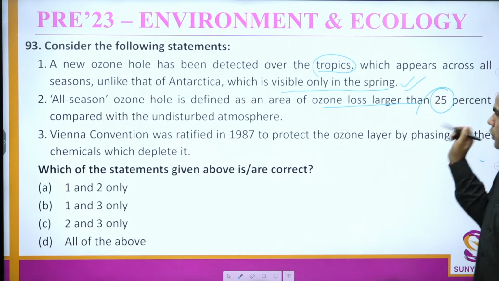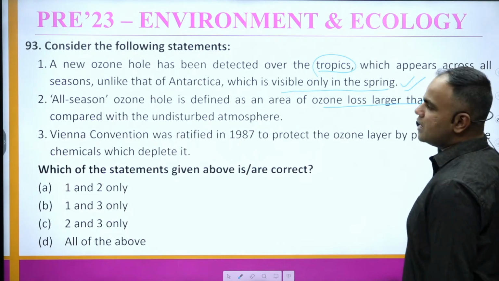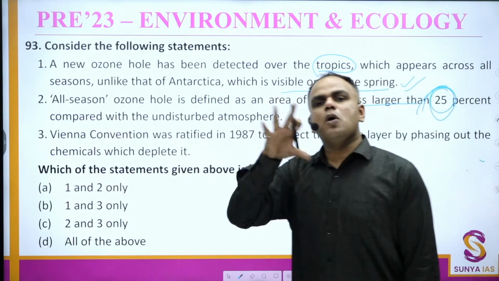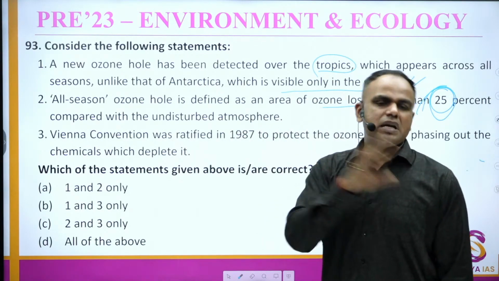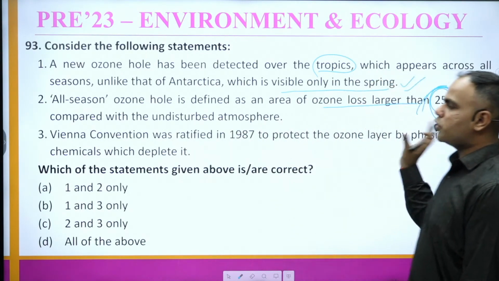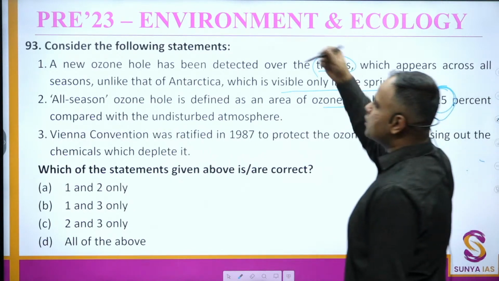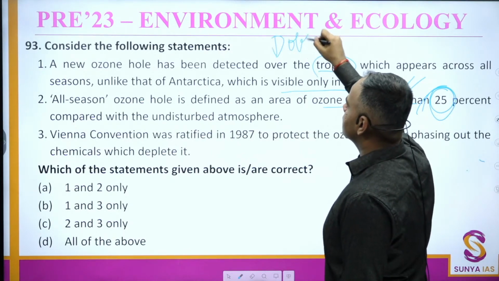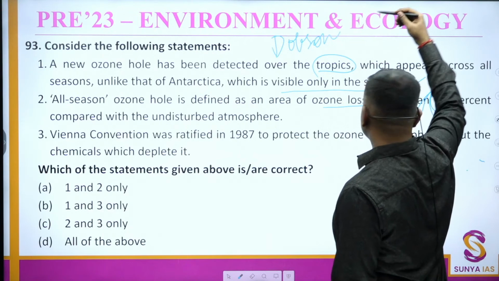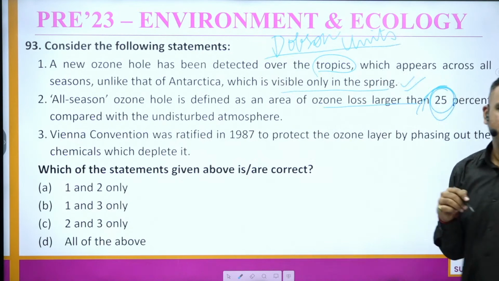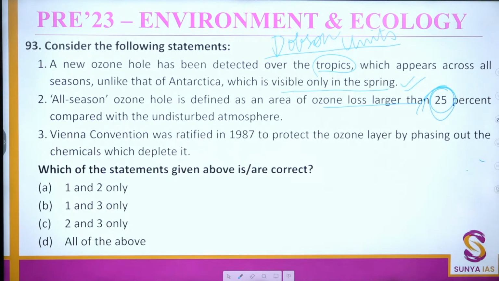Second, all season ozone hole is defined as an area of ozone loss larger. Now please make sure you understand this part, that this talks about 25%. So the loss is larger than 25%. This is what constitutes an all season ozone hole. So irrespective of whatever the season is, this hole is going to be there. And then you have the third part, and by the way I told you how do you measure the ozone depletion, that is Dobson units. So the Dobson units are the ones we talk about.